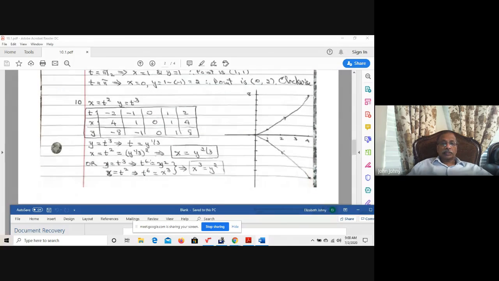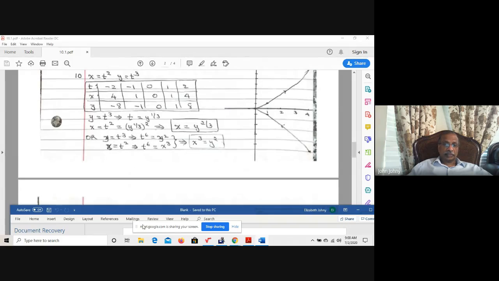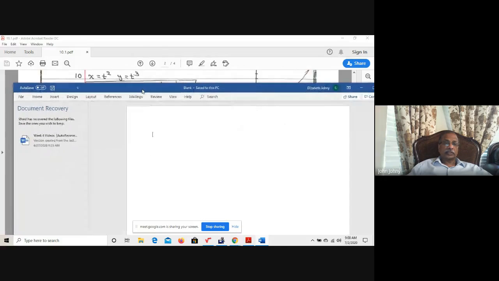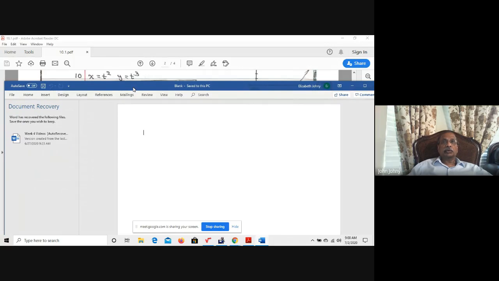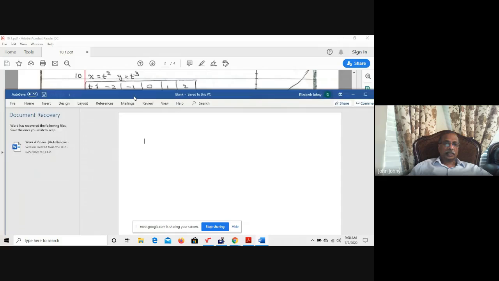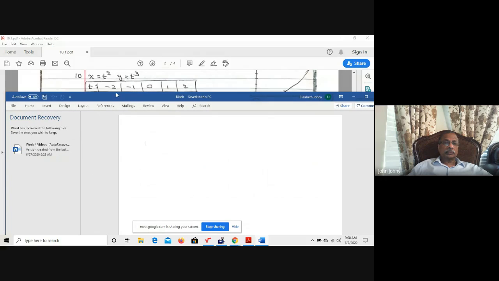Now question number 10. Question number 10 is x is equal to t square, y is equal to t cubed. The equations are not linear, so you have to use as many points as possible. Here I used t is equal to negative 2, negative 1, 0, 1 and 2. So minimum 5 points are required.